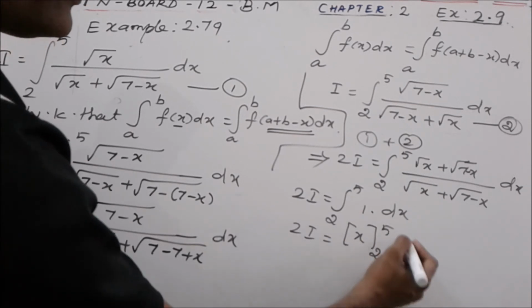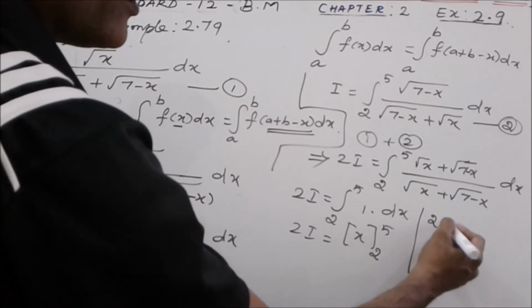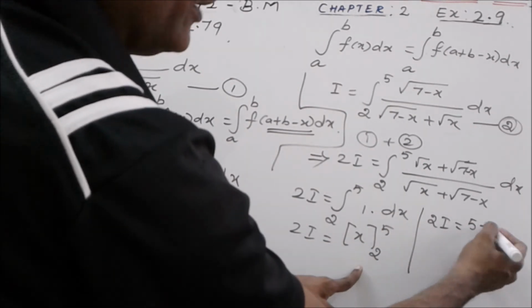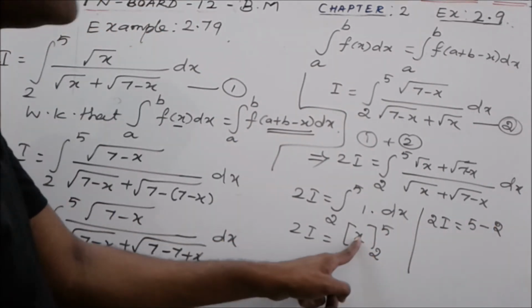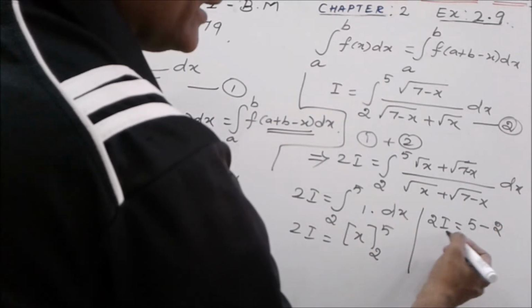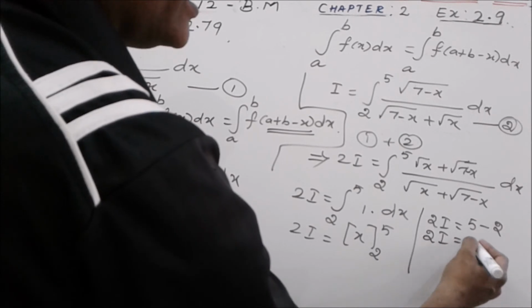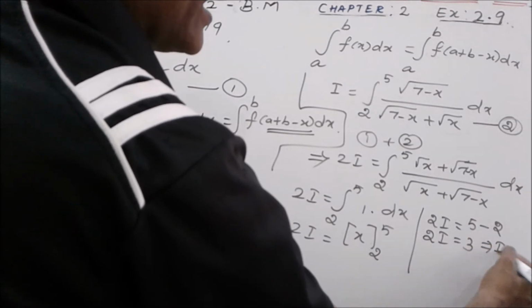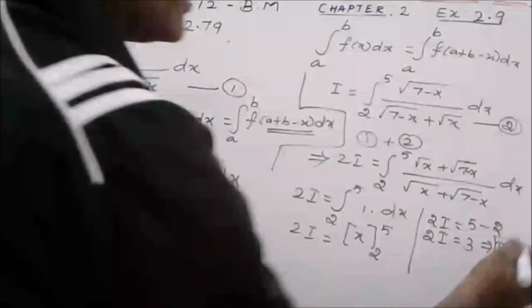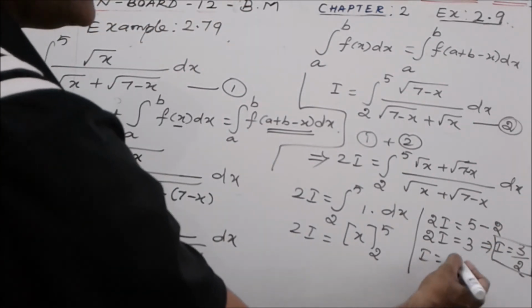to 5. So 2I equal to the upper limit minus the lower limit, 5 minus 2. Substituting the upper limit 5 minus the lower limit 2, it is equal to 3. So 2I equal to 3, which implies I equal to 3 by 2. So the integral value of I is equal to 3 by 2.